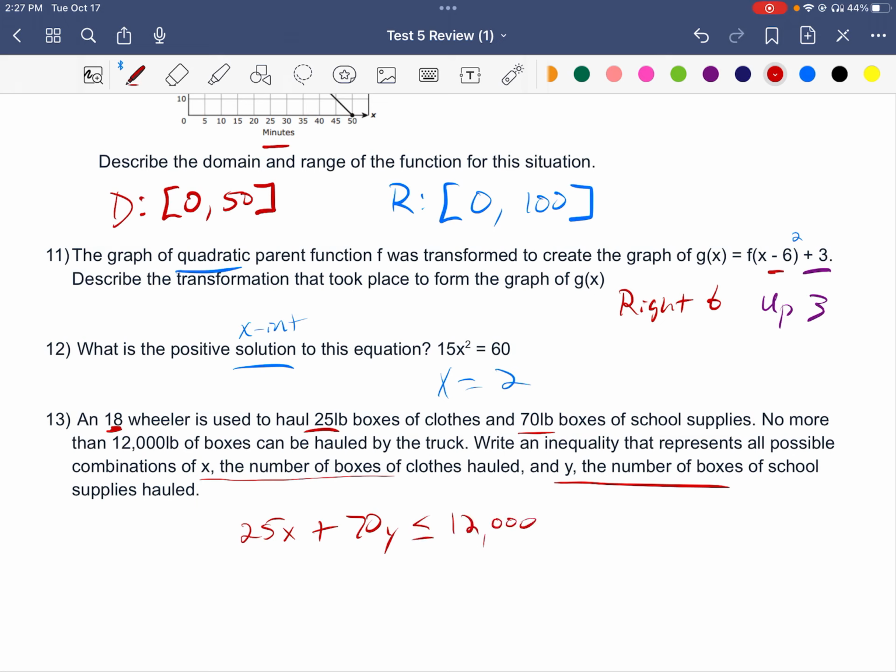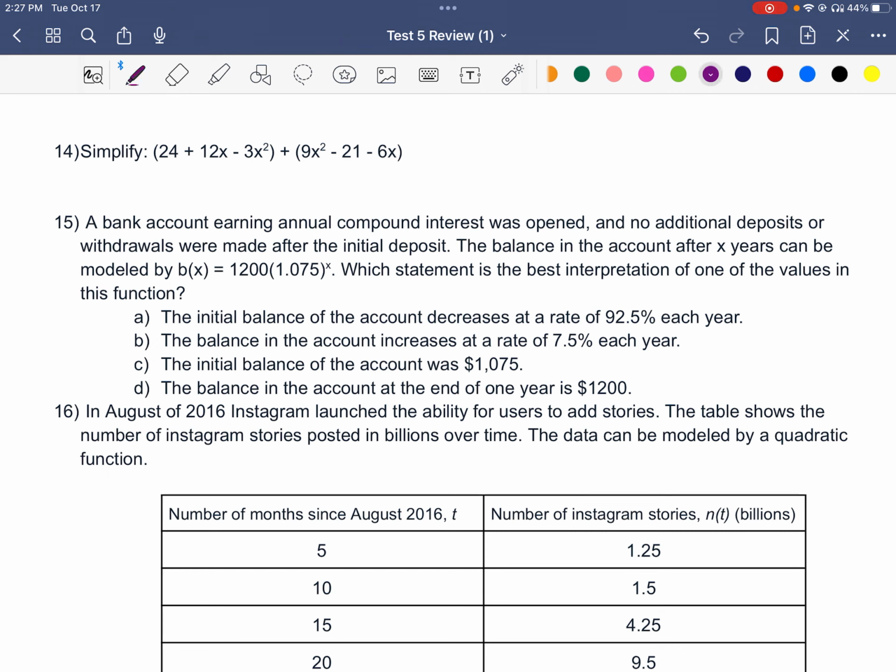14, simplify that. So when we're adding polynomials, we just combine like terms. So I'm looking at, there's my x squareds. I got 6x squared when I combine those. My next variable is x, so I've got 6x. And 24 plus negative 21 is 3. That's it.